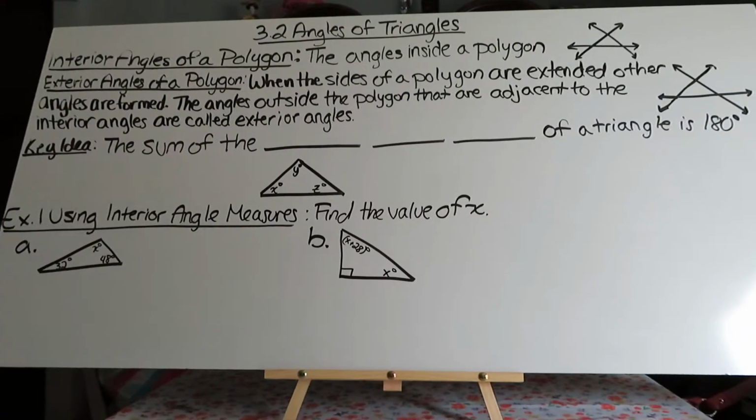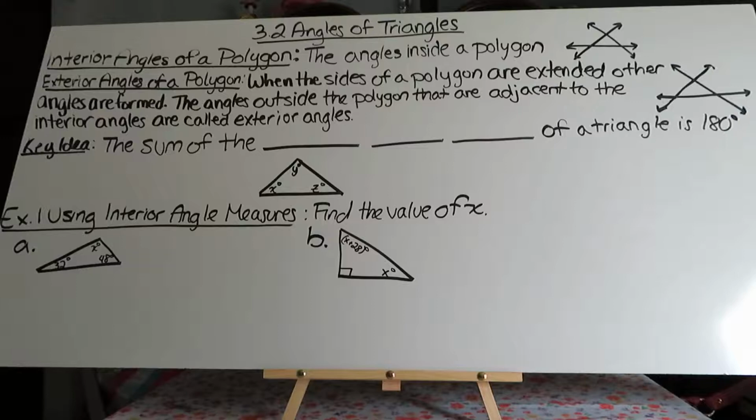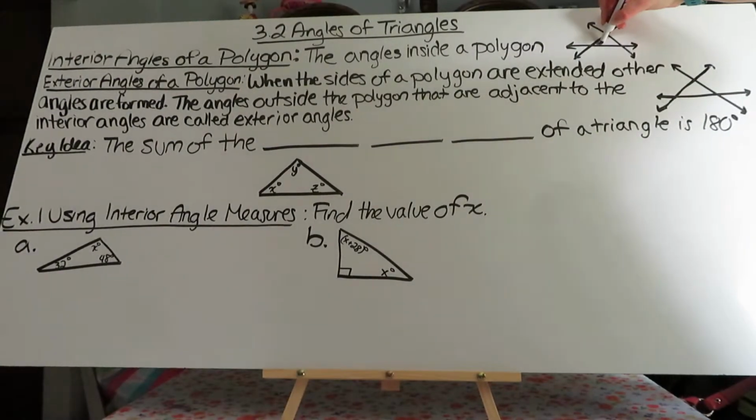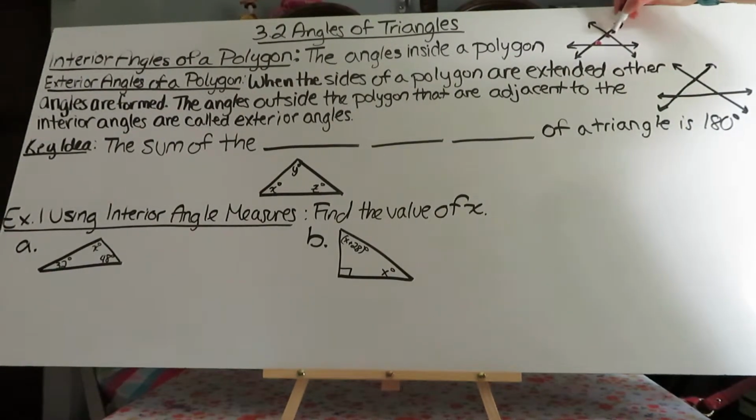Angles of triangles. Interior angles of a polygon, the angles inside of a polygon. So that means that it is these values right here.